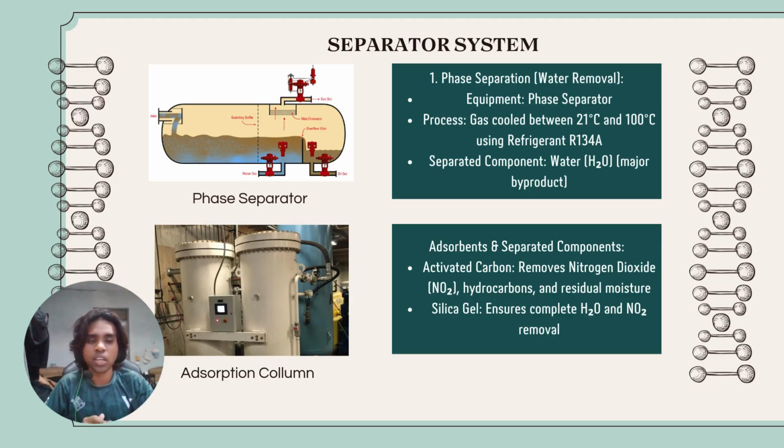Next, we use an adsorption column. The gas mixture passes through a packed bed adsorption column filled with activated carbon and silica gel. The activated carbon removes nitrogen dioxide, hydrocarbons, and residual moisture. The silica gel ensures the complete removal of water and trace NO2. By combining these methods, we achieve ultra-pure nitric oxide that meets the stringent standards required for medical applications.